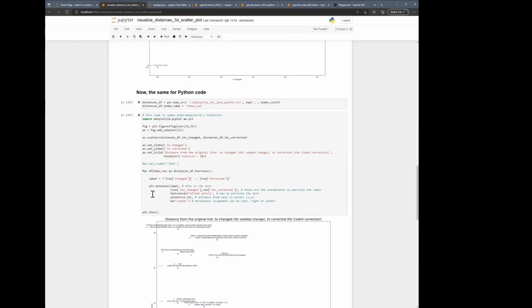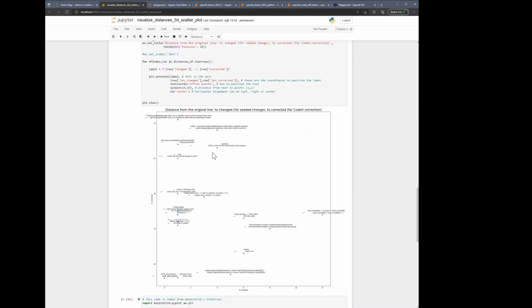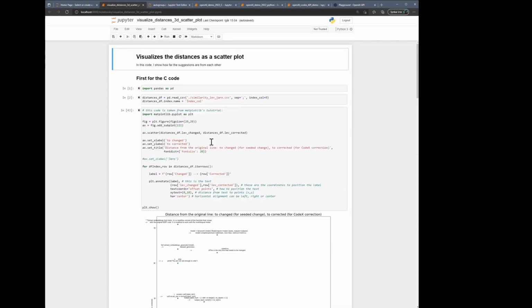Now, I could do the same with the Python code. As you see, the Python code, it's actually the same file. Why wasn't this one here? Yeah. So I actually have the same file over here. But it's the same thing for Python and for C code all over the place.